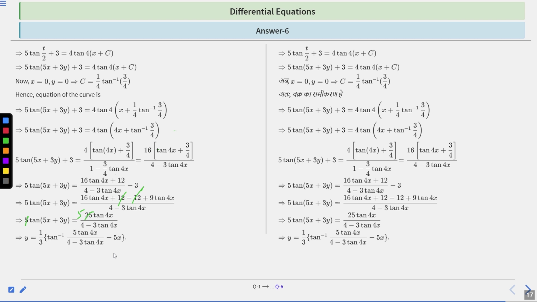Clear? So in this way, we have discussed a lot of different types of questions based on differential equations. Hope you understood the concepts, how to apply concepts in the questions, and hope you liked the lecture.